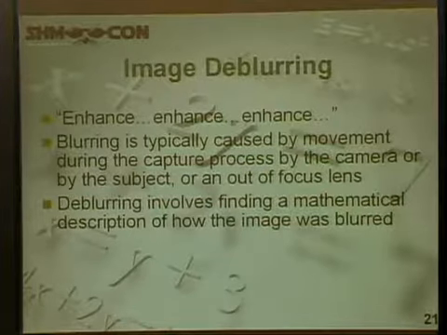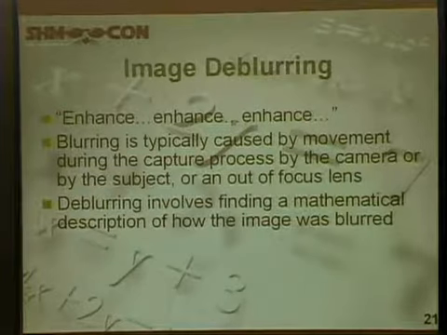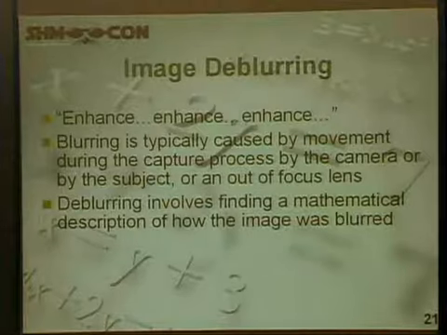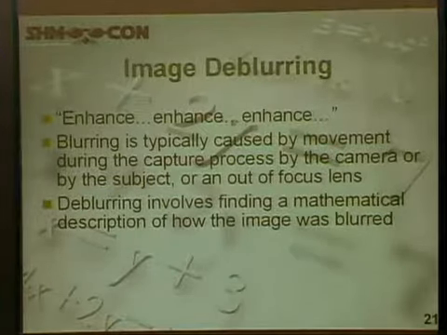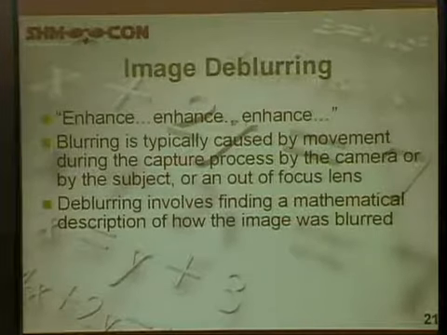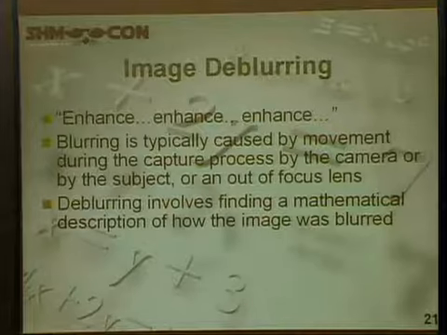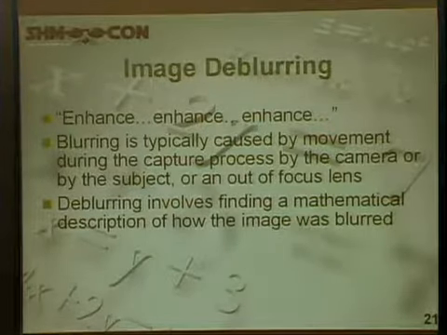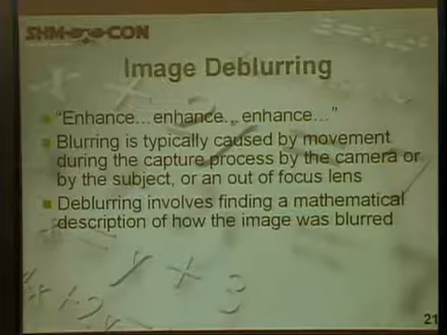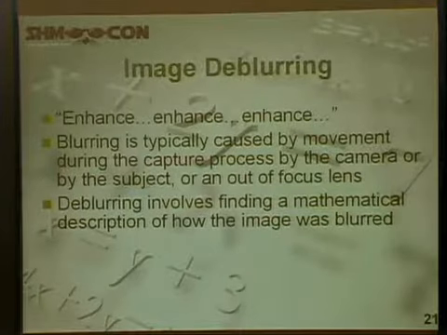To deblur an image, you can't just take the image and plug it in; there's no magic deblurring algorithm. You have to know what causes the blurring. So what causes blurring? Well, either you're moving the camera while you're capturing the image, or something that you're capturing is moving. And if you can mathematically describe what is causing that blur, then you can apply that algorithm to deblur the image. So find a mathematical description of how the image was blurred, and then you can deblur it.